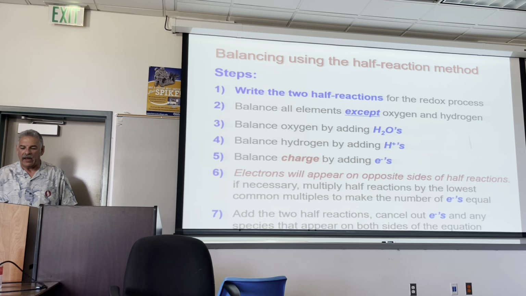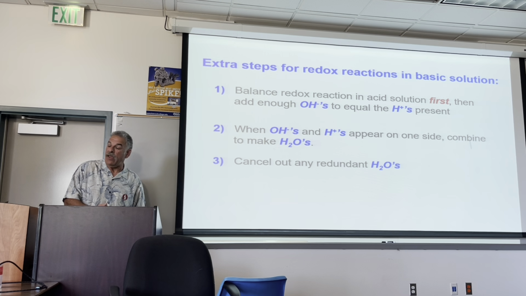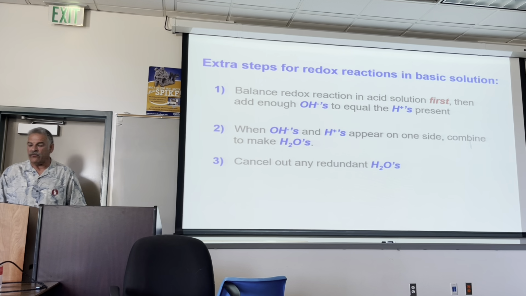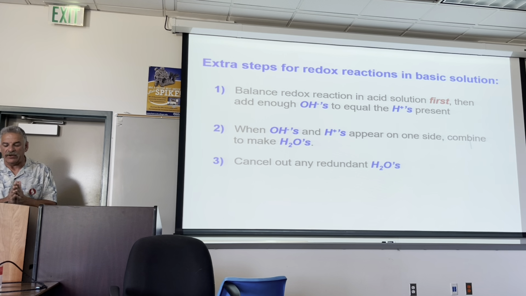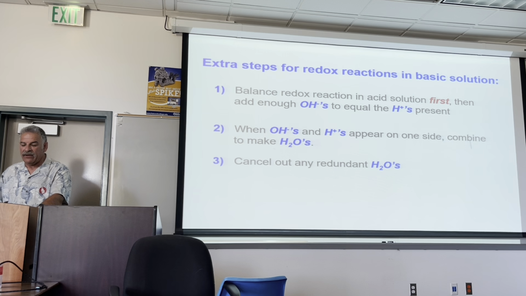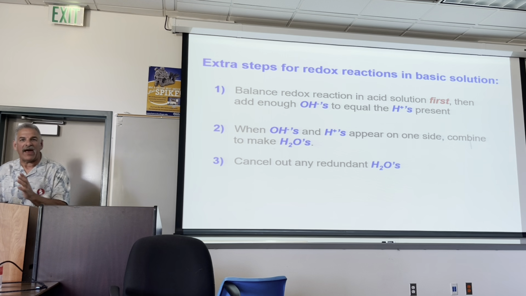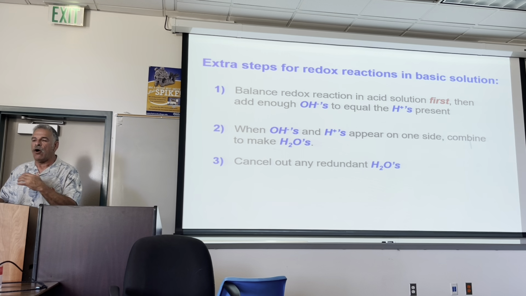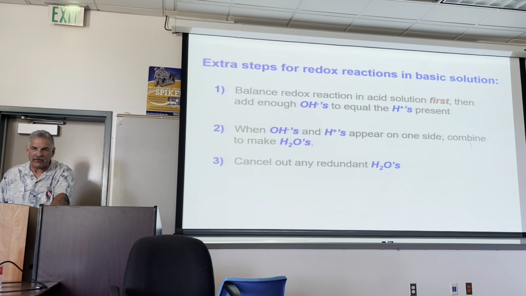So there's an extra step if we're basic. Usually is. Balance redox reactions in acid first, which is by adding the H+ and waters. When enough OHs and H's appear on one side, combine to make H2Os. Cancel out any redundant H2Os. So that's the game. We balance in acid, we don't have to worry about adding OHs to equal H's. Because in acid, we have extra H's. In base, we have extra OHs. So generally, you're gonna know that you're basic because it's gonna have a hydroxide in it. So, 10 steps, sometimes only 7.